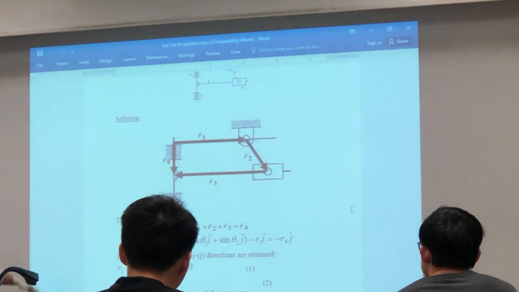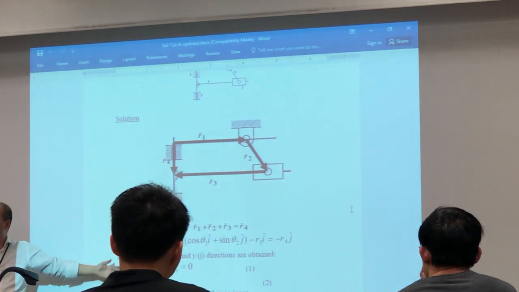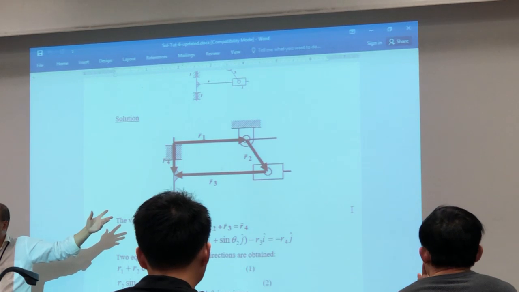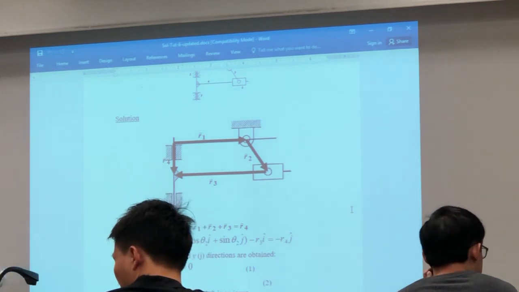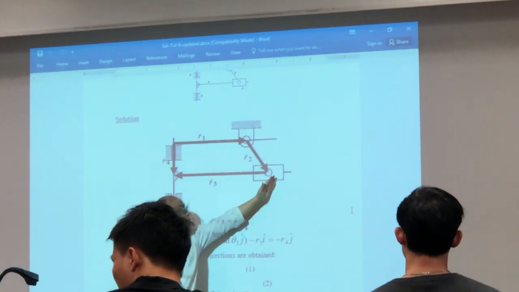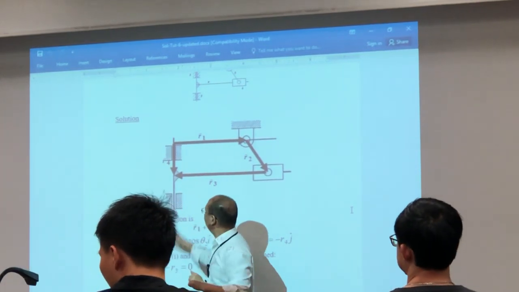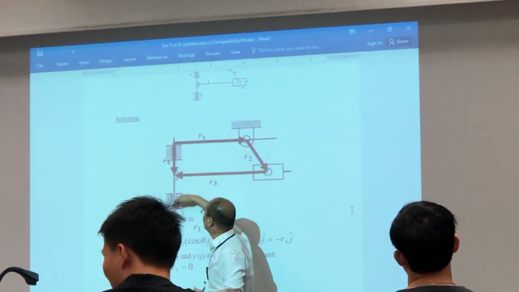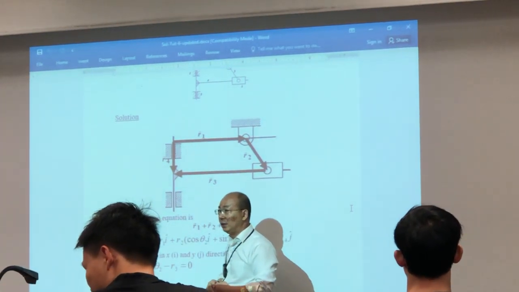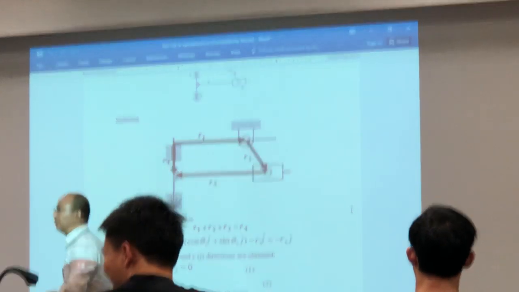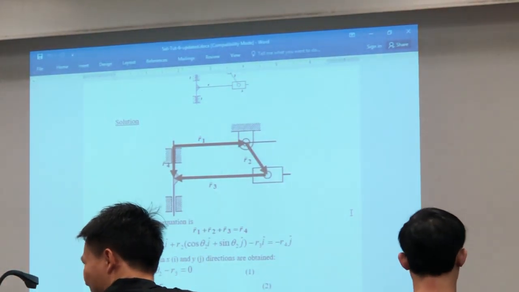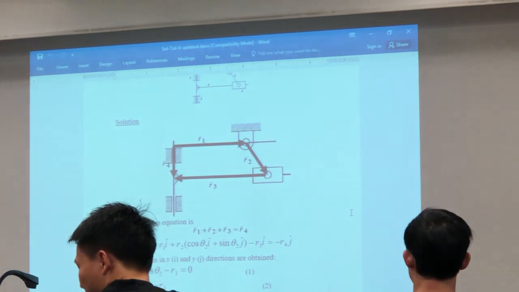And if you want to calculate velocity, you differentiate. Then you have two unknowns, R3 dot and R4 dot. R3 dot means the sliding velocity of the slider. R4 dot is the sliding velocity of the T link. For acceleration, you differentiate one more time, then you have R3 double dot and R4 double dot.